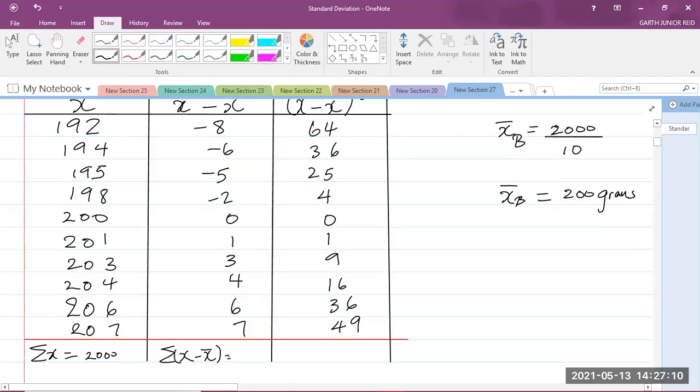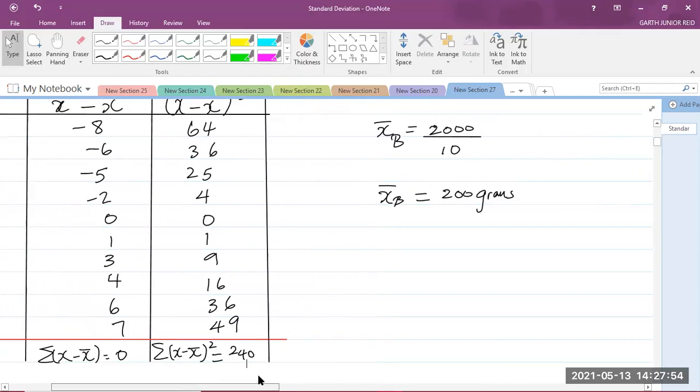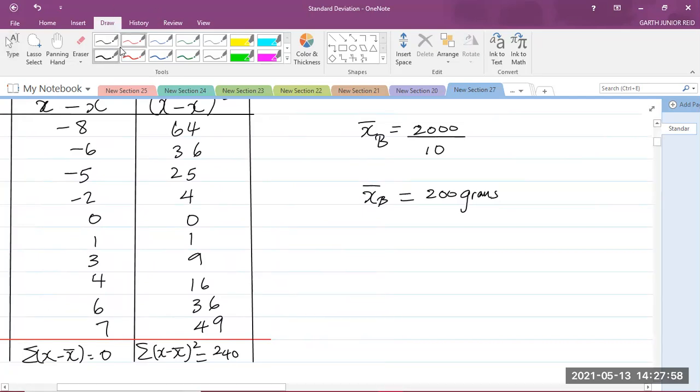The sum of x minus x bar is negative 8 minus 6, minus 5, minus 2, plus 1, plus 3, plus 4, plus 6, plus 7, and that will give you 0. For x minus x bar squared, if you calculate these values, 64 plus 36 plus 25 plus 4 plus 0 plus 1 plus 9 plus 16 plus 36 plus 49, that's the summation of x minus x bar squared. If you sum all those values, you will get 240.